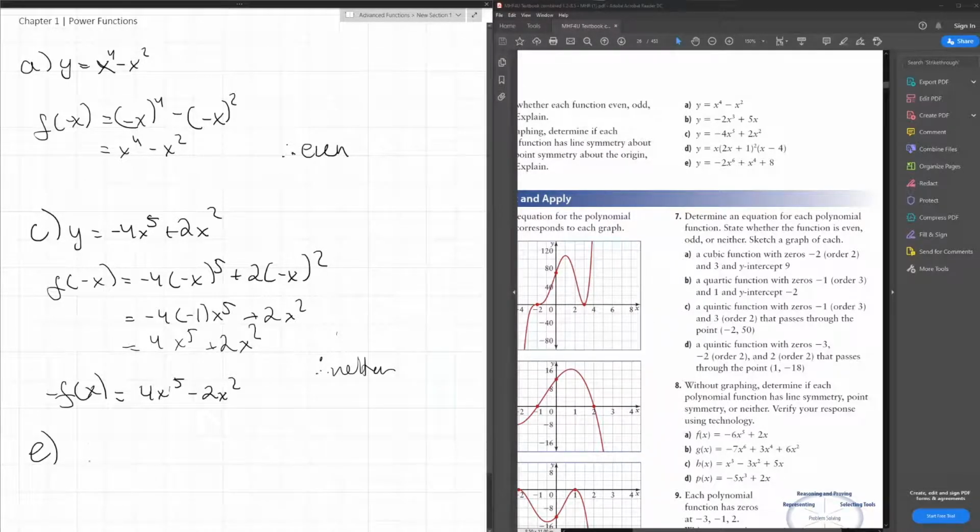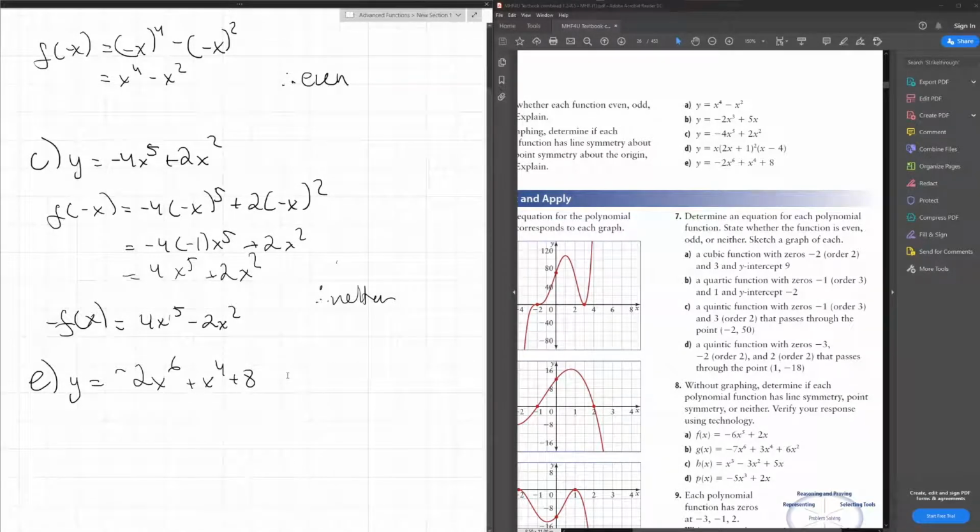Part E is a little bit long, but that's okay. Negative 2x to the power 6 plus x to the power 4 plus 8. So again, these are all even powers, because this is a power of 0. Let's just check if it's even. If it is, then we're good.